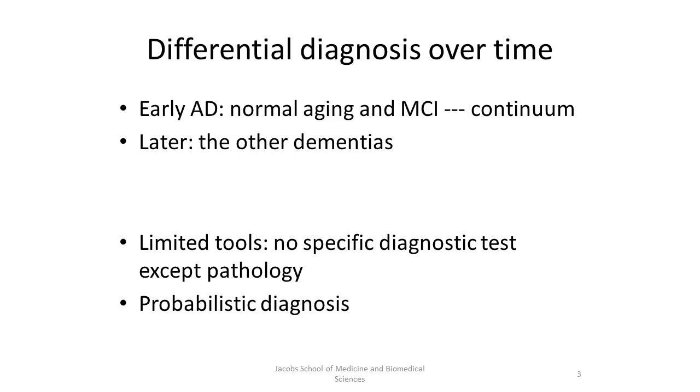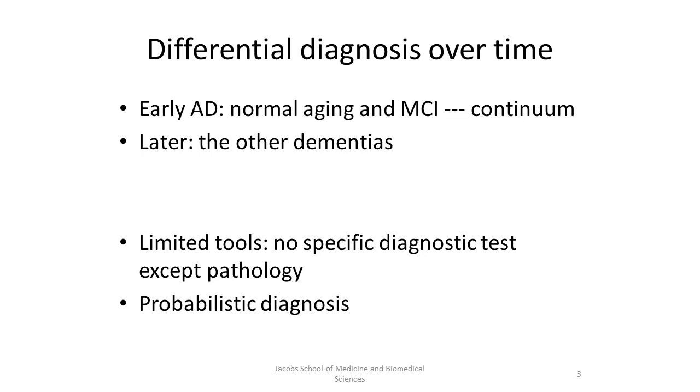So the differential diagnosis of dementia changes over time. In the very early stages of Alzheimer's disease, we have to differentiate it from normal aging and mild cognitive impairment, which appears to be a neuropsychological continuum. Later in the course of the disease, we have to differentiate Alzheimer's disease from the various other types of dementias, as in moderate stages, a lot of these dementias will look very similar, a globally impaired individual needing a lot of care.